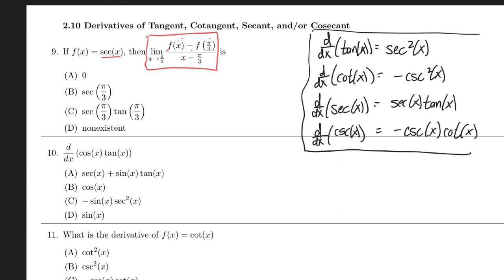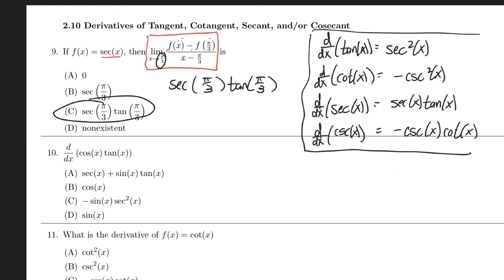So the derivative of secant, as we can see on the right here, is secant tangent. And then since we have pi over 3 as the value we care about, we just put a pi over 3 in there. All right, so that's c. All right, so really this one, in a really complicated way, is basically saying take the derivative of secant and then plug in pi over 3.